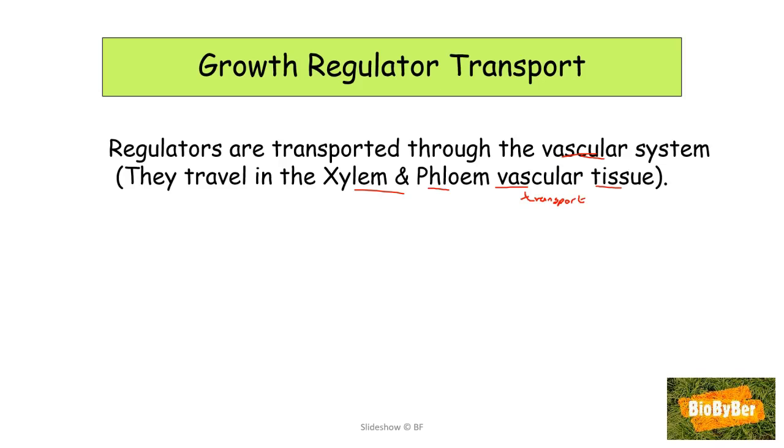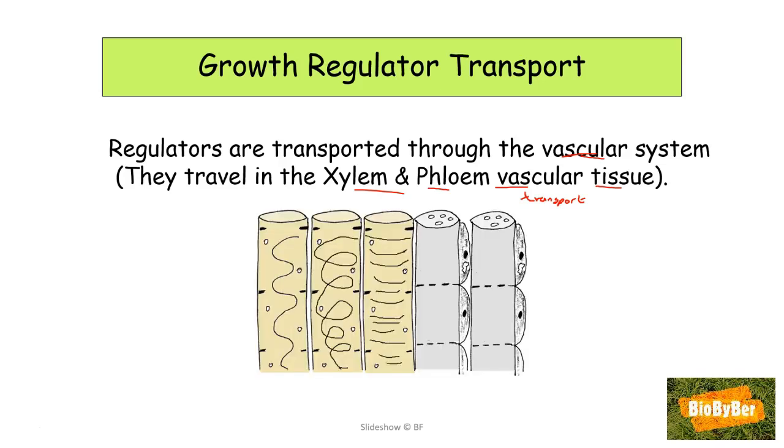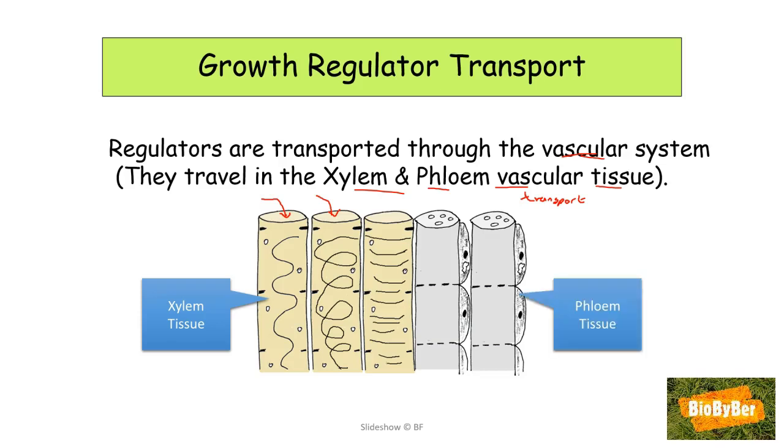So xylem and phloem, as we would have already learned in our video on plant anatomy, are vascular tissue, so they transport dissolved substances. Remember that xylem vessels or xylem tissue consists of hollow pipes of narrow bore and are responsible for transporting water and minerals, whereas phloem vessels are responsible for the transport or the translocation of food.